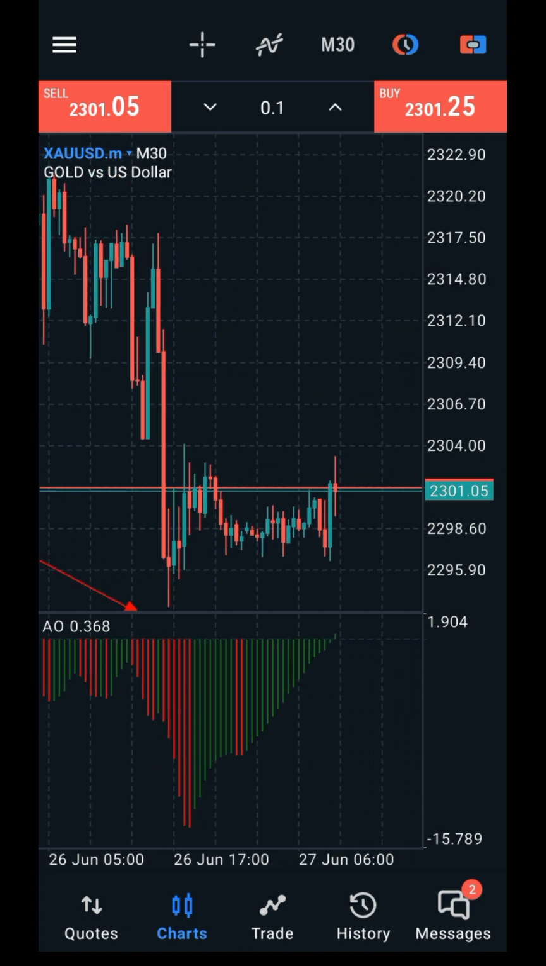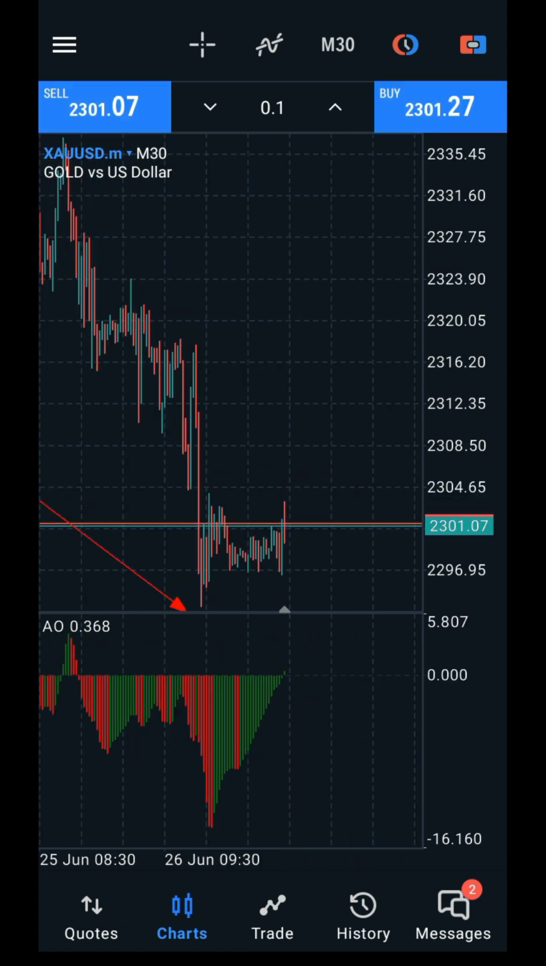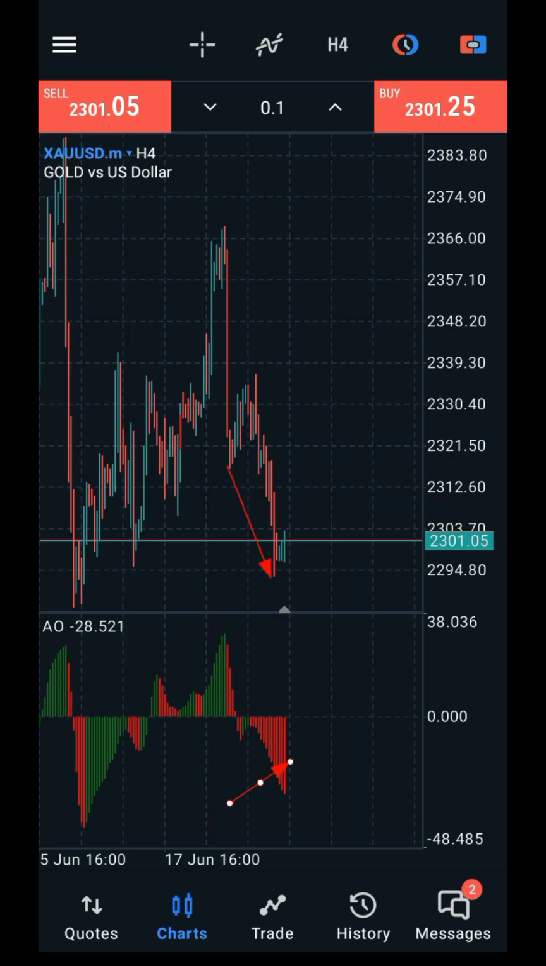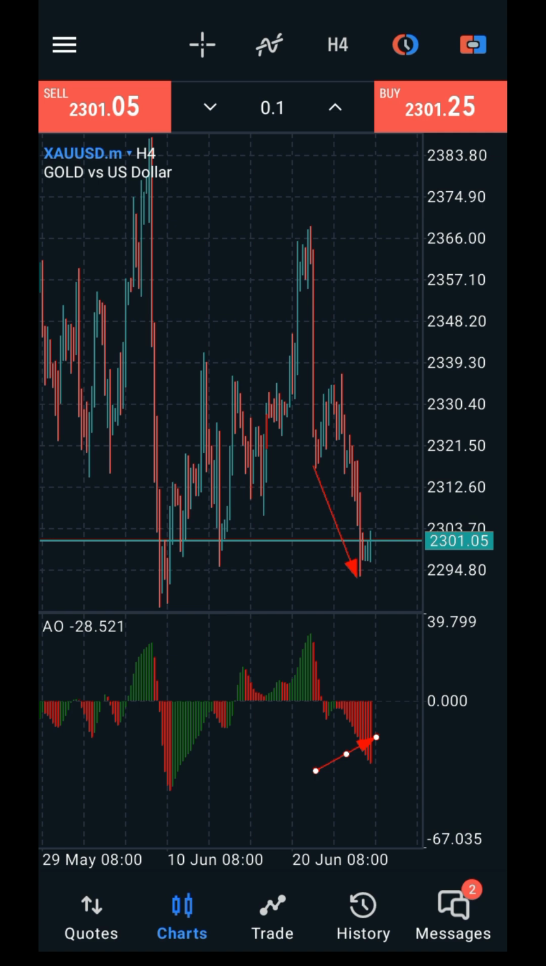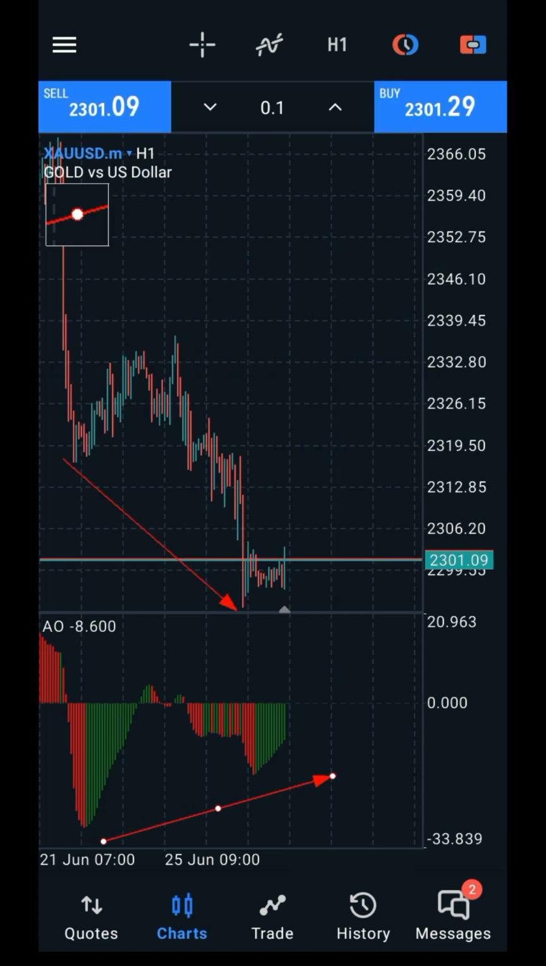I'll be taking buys here on my $40 account. I want to see how far I can grow this. I'll be going full margin as usual and see how to grow this small account.